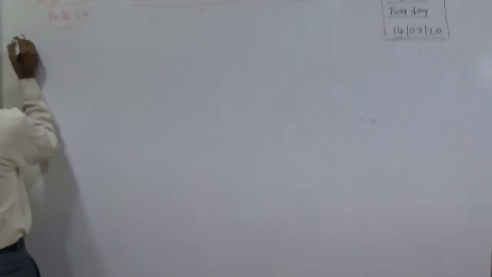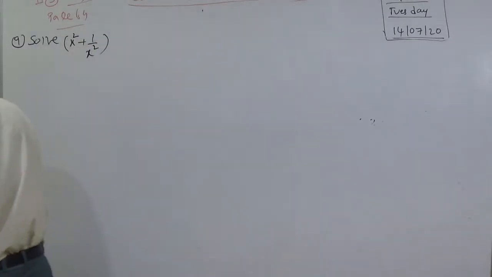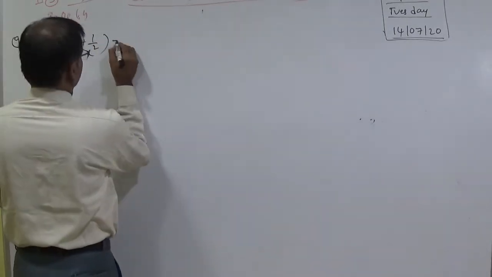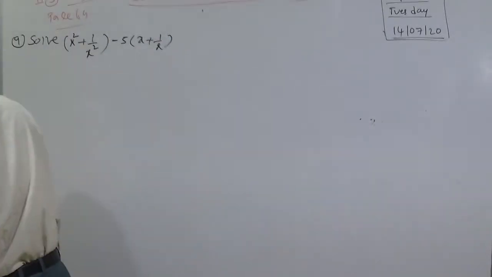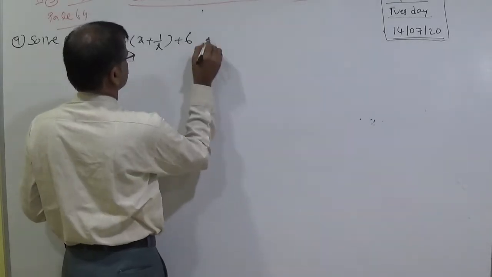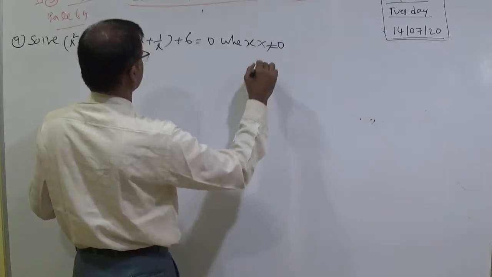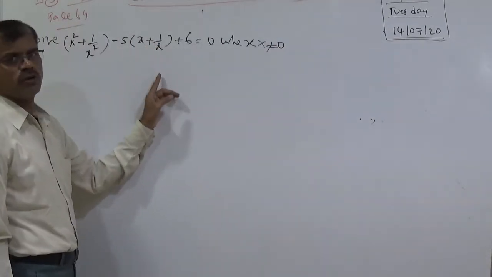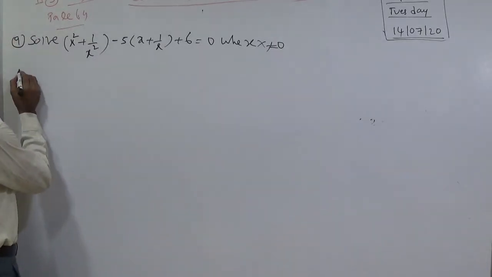Ninth one, solve x square plus 1 by x square plus 1 by x square minus 5 into x plus 1 by x plus 6 is equal to 0, where x not equal to 0. That is the condition, because if x equal to 0, this is 0 plus 1 by 0 becomes infinity modulus. So the roots are not defined, so x should not be equal to 0.